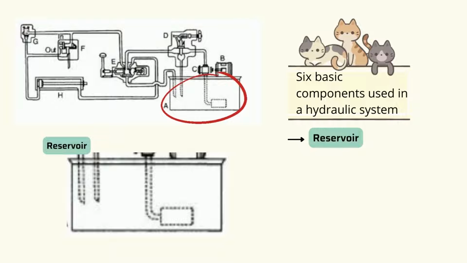The first basic component is the reservoir. It can also be called an oil tank. The reservoir is used to hold the hydraulic liquid, usually hydraulic oil. Apart from this, it has other important functions, such as to cool the hot return oil, to settle down the contaminants, to remove air bubbles, and to separate water from oil.